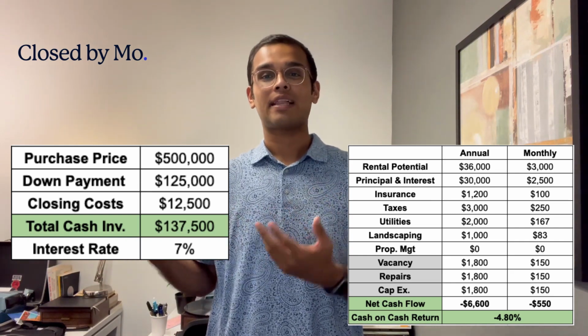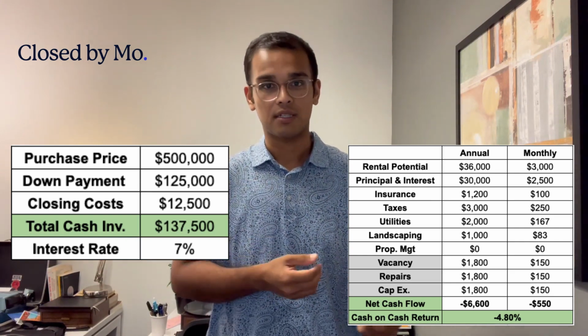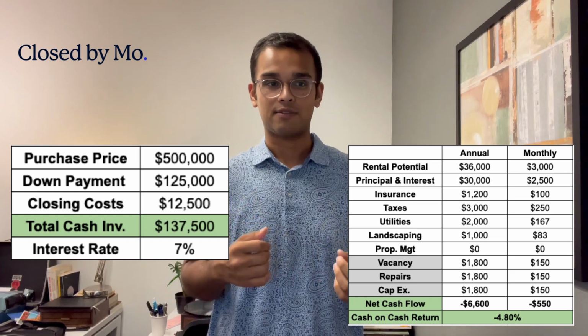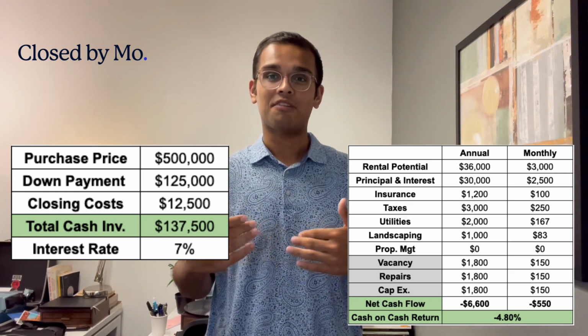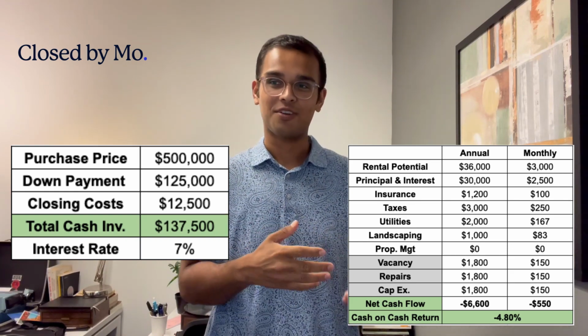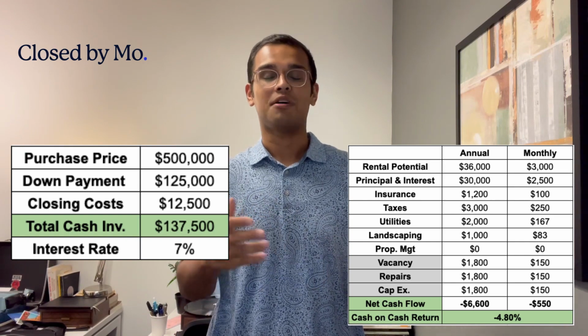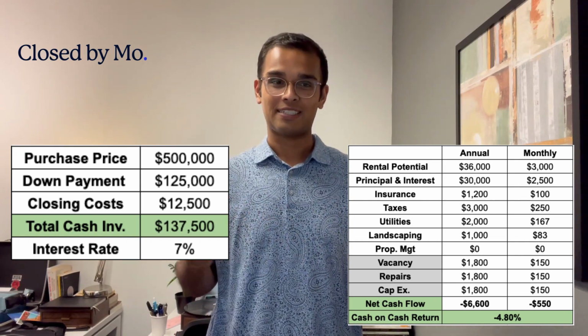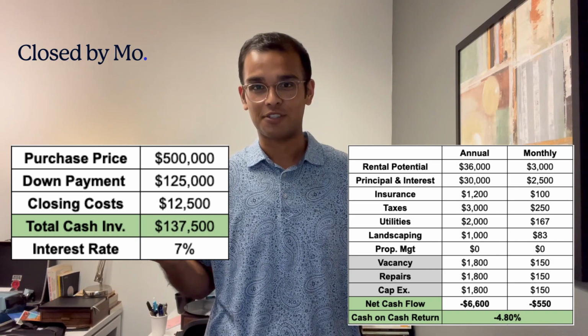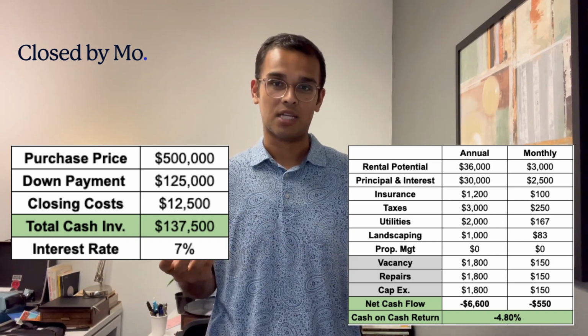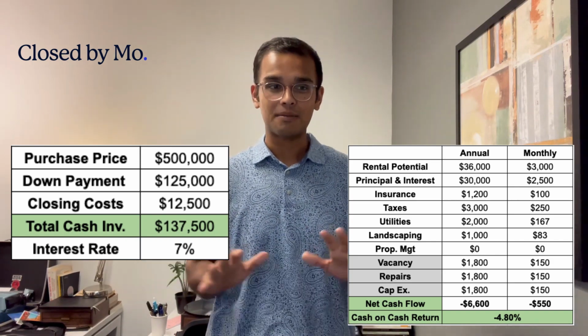So if you were to calculate the net cash flow in this particular deal, so let's say you take your net cash flow, which is negative $6,600, divided by the amount of cash you've put in, which is $137,500, multiplied by 100, you'll see that you're actually almost losing 5% in the first year based on the cash on cash return. Is this a good deal? Is this a bad deal?